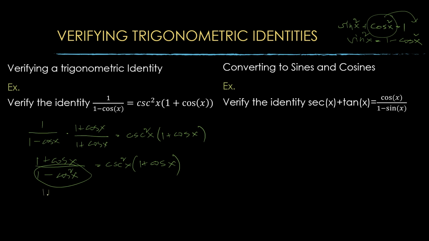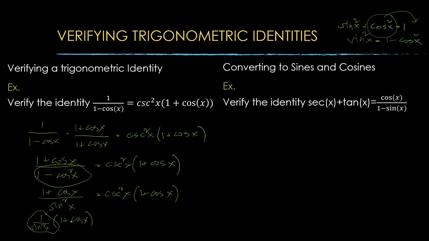Okay, since this will become a single sine of x squared, we can now chop this fraction into 2. So we can have 1 over sine of x squared and the cosine of x over sine of x squared. Since the denominator is now equal to sine of x squared, we can factor out 1 over sine of x squared. So we have 1 over sine of x squared multiplied by 1 plus the cosine of x.